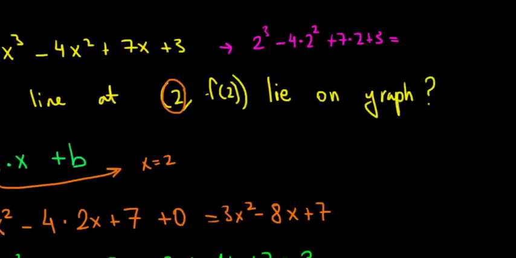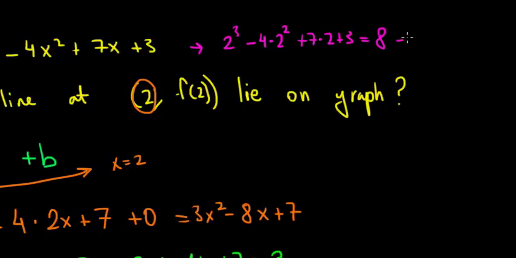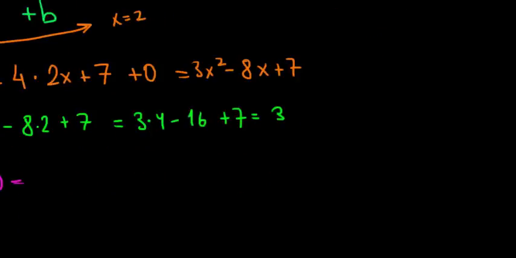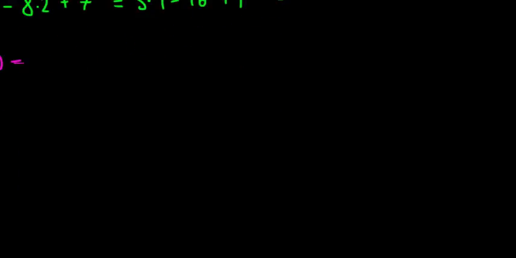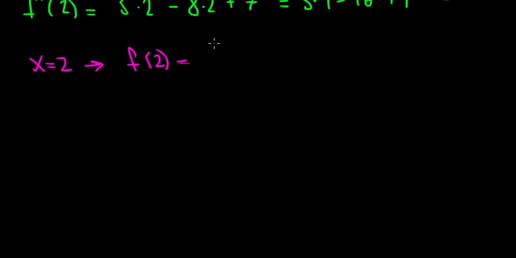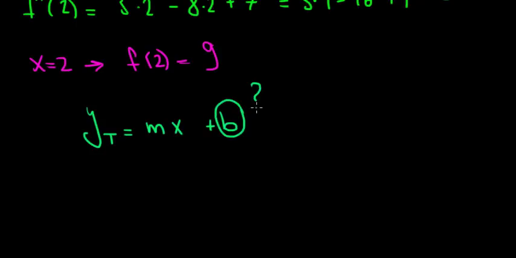2 to the power of 3, that's just 8, minus 4 times 2 to the power of 2 is 4, plus 7 times 2 is 14, plus 3, equals 8 minus 16 is minus 8, plus 14 is 6, 6 plus 3 is 9. Alright? If that equals 9, then what we're going to do now is the following. So we know that this is going to be 9. We said our tangent has this shape. The tangent has the following shape, mx plus b. We need to find out our b, our intercept.